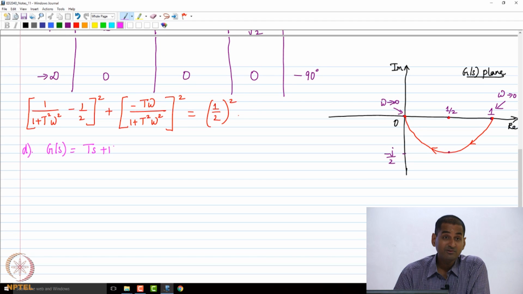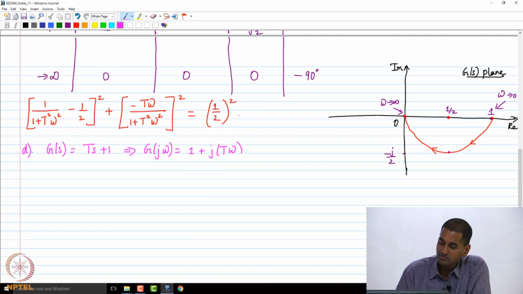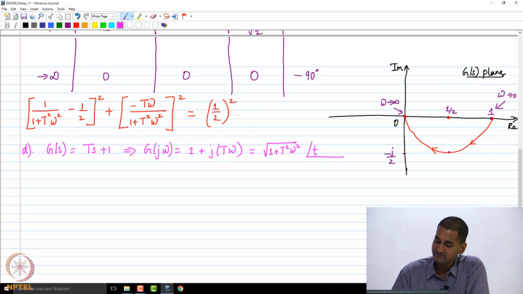Okay. So now let's see what happens in the Nyquist plot, right? So this is G of s. So what happens to G of j omega? It is essentially 1 plus j times T omega. So this will give me the magnitude as the square root of 1 plus T squared omega squared, and the phase is just tan inverse of T omega.